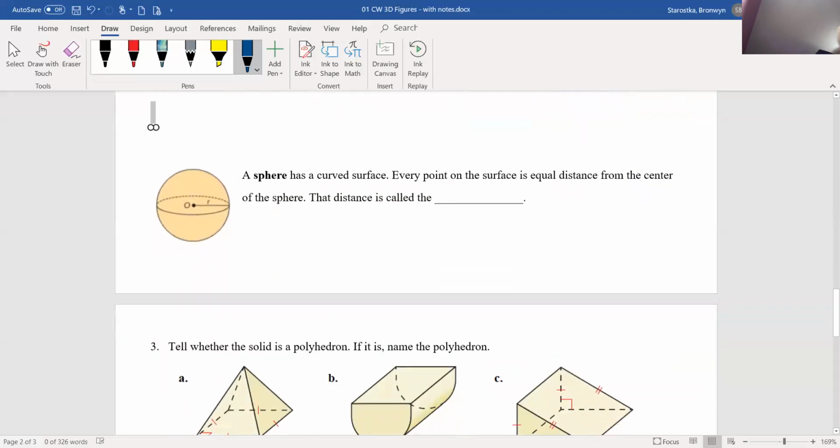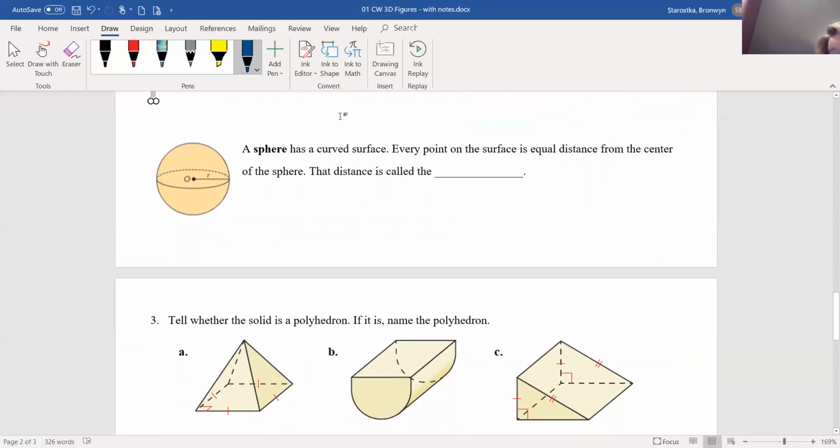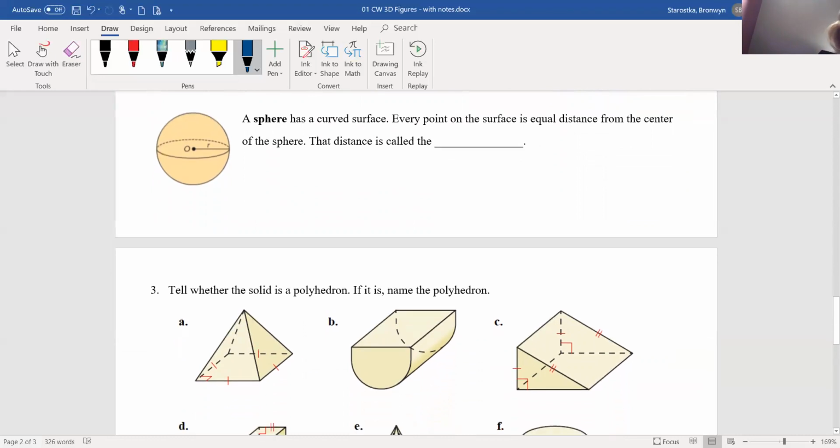And then we're going to study spheres. A sphere has a curved surface. Also, every point on the surface is equidistant from the center of the sphere, and that distance is called the radius.